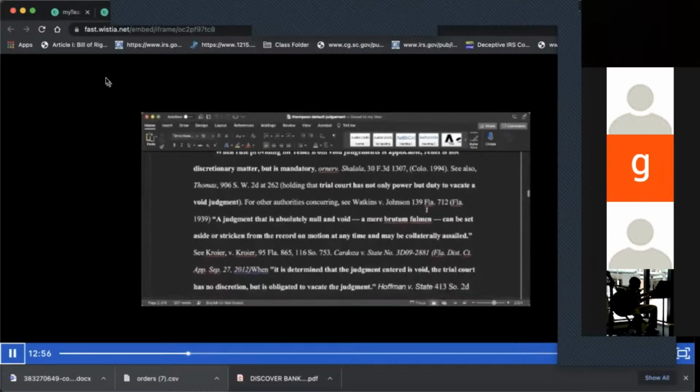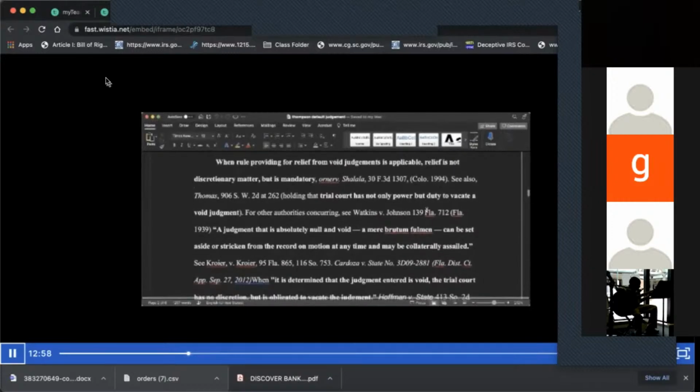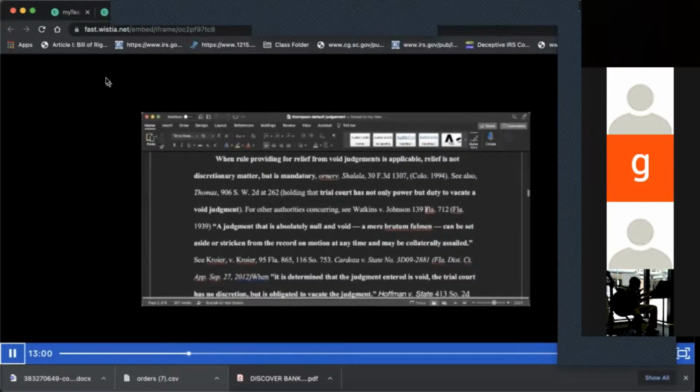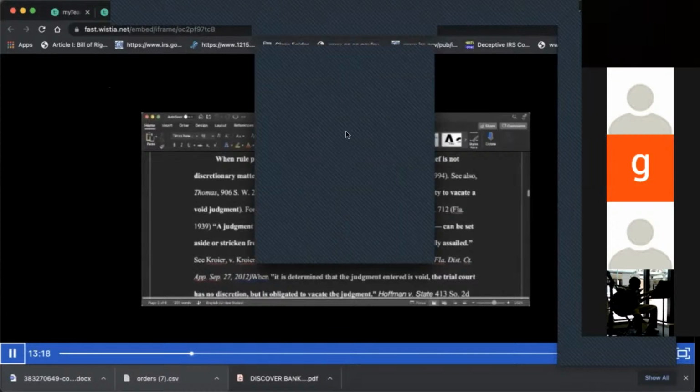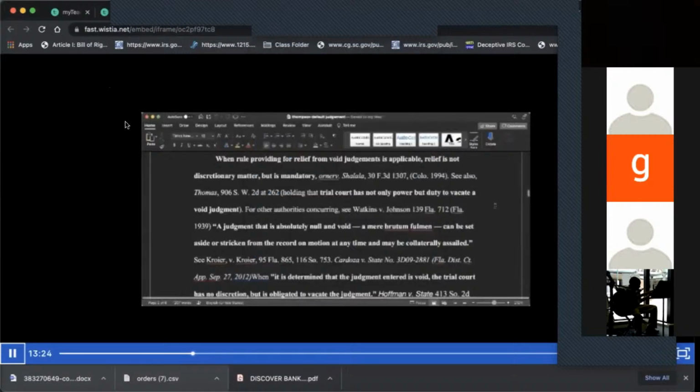So when the rule providing for relief from void judgments is applicable, relief is not a discretionary matter, but it's mandatory. Orner v. Shalala, 30 F.3d 1307, Colorado, 1994. See also Thomas, 906 S.W.2d at 262, holding that the trial court has not only power but duty to vacate a void judgment. So they have a duty to do it.